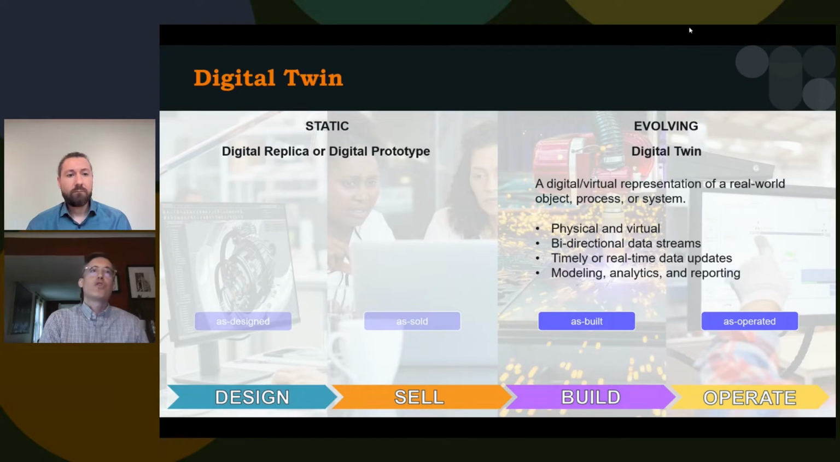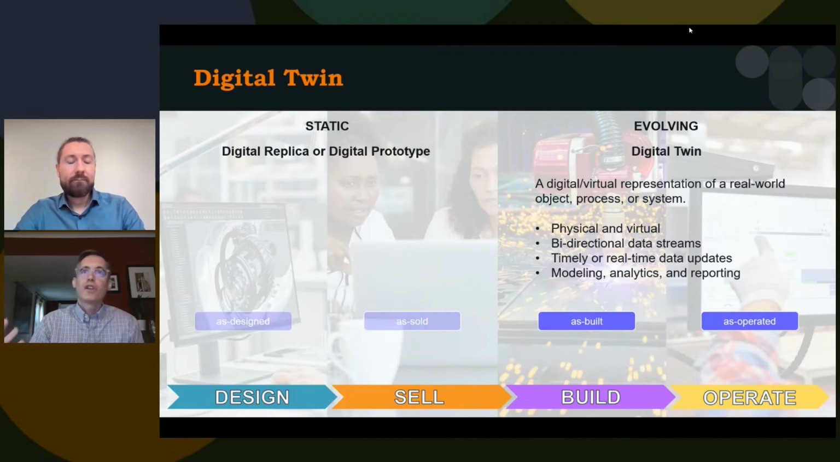It can be used for simulation, but it's just one instance, right? When it's connected to multiple streams of information and also connected to the real physical object, we have an entirely different ability to leverage the value, right? So a few of the key ideas are that you have this connection between the physical and the virtual. You have these bi-directional data streams. It's real-time data. And then you can also overlay modeling analytics and so forth.